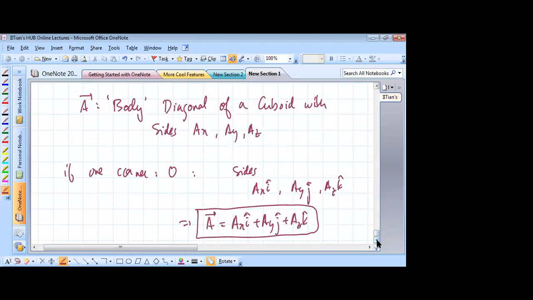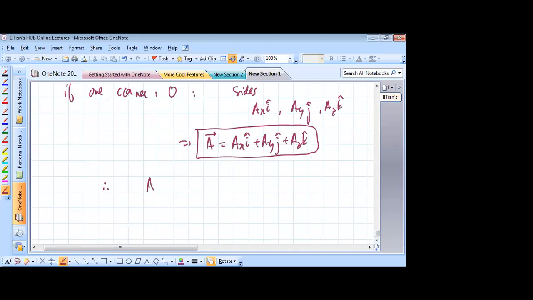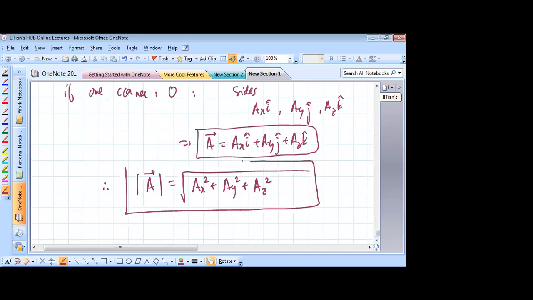And therefore, we can also say that the magnitude of the vector A will become square root of ax square plus ay square plus az square. Because that is the formula of the length of body diagonal. Okay. So this is the interpretation of what we mean by a three-dimensional vector.